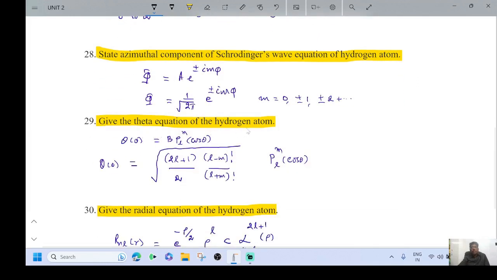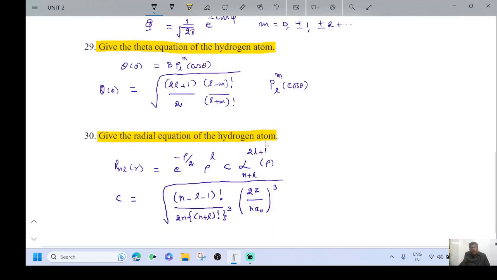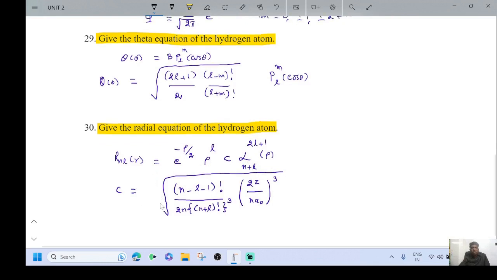Give the theta equation of the hydrogen atom. Theta of theta equal to B P l m of cos theta. Here the constant B value is this much and P l m of cos theta. Give the radial equation of the hydrogen atom. R n l of r equal to e power minus rho by 2, rho power l, C into Laguerre polynomial. The value of C is this much.